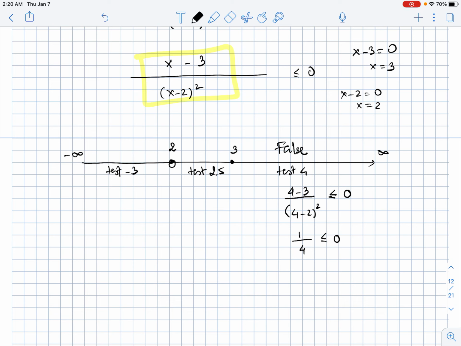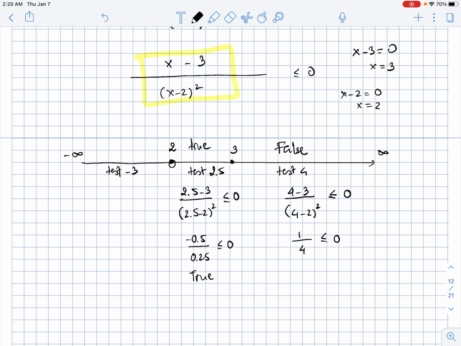Now you test 2.5. 2.5 minus 3 and then 2.5 minus 2 squared, less than or equal to 0. 2.5 minus 3 is negative 0.5. 2.5 minus 2 squared gives you 0.25. This is a true statement, because when you divide a negative number by a positive number, you get a negative answer.